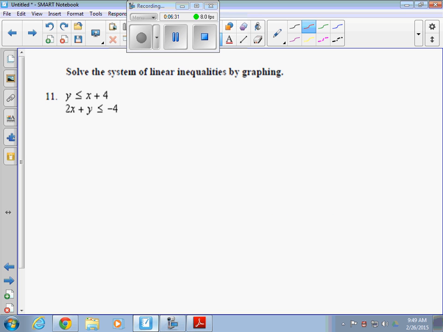Number 11 says solve the system of linear inequalities by graphing. So y is less than or equal to x plus 4, and then we have an inequality that is not as easy to graph right away. We have to move it. This first one is easy to graph. It's mx plus b. Most of us can look at that and graph the equation part of it relatively easily.